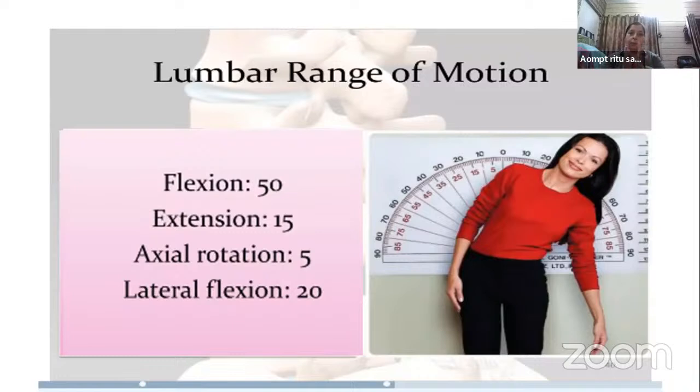So it means we have to see how much range of motion is available for a particular function. For flexion, the maximum is what we get, and extension is less than flexion, like 50 to 15 degrees. Axial rotation as well as lateral flexion is also about 20 degrees. So flexion and axial rotation have a limitation of fewer degrees, but extension and axial rotation have a lesser degree of rotation, or the lateral flexion is better than the axial rotation.